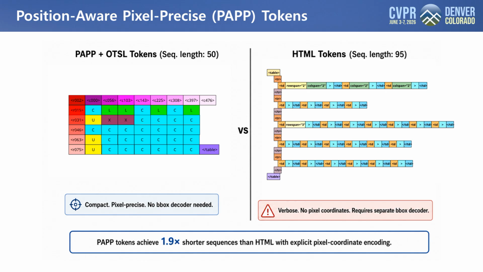Because the coordinates are encoded into the tokens, the complete set of cell bounding boxes can be reconstructed deterministically from the sequence alone. No separate bounding box decoder is needed during inference, and as the slide shows, this token sequence is about half the length of the equivalent HTML representation, which makes training and inference faster.